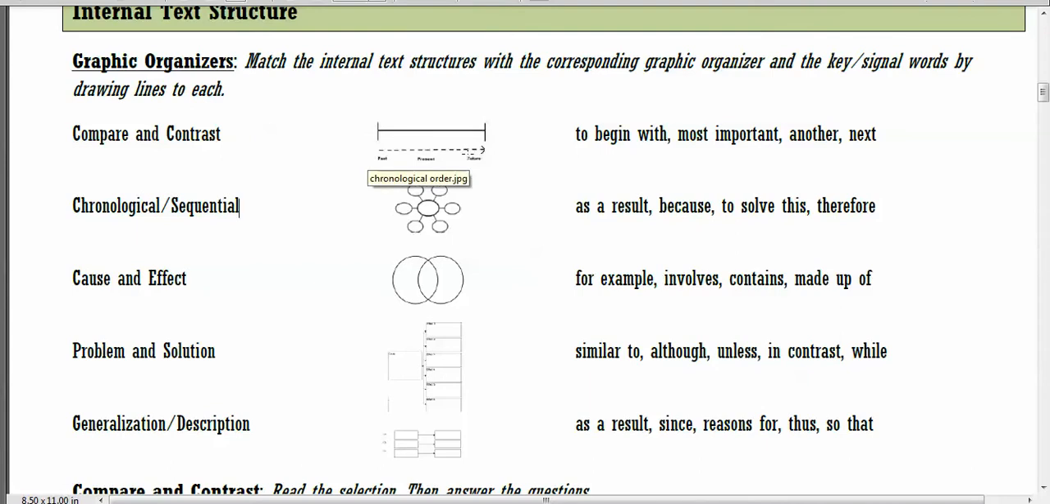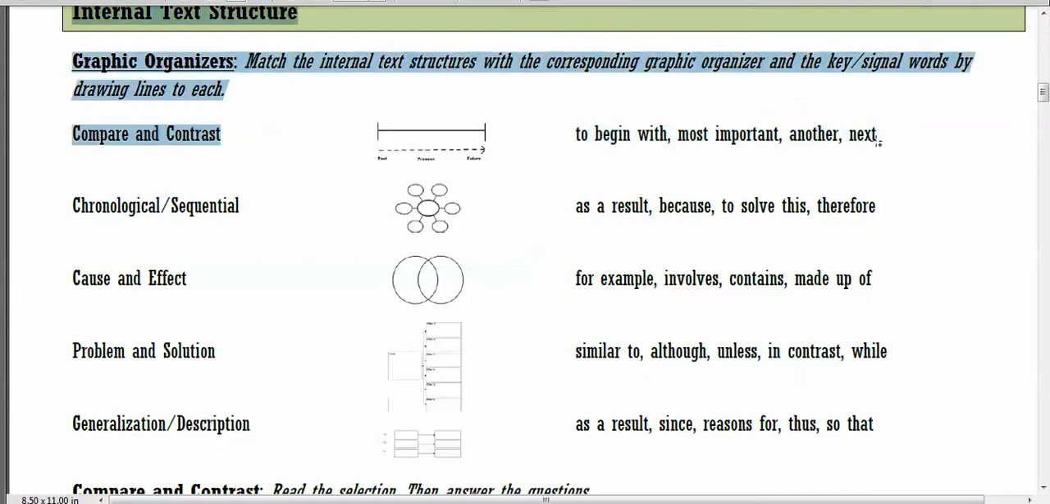You might also see steps like step 1, step 2, step 3. Think of an instruction manual or a recipe book. Those are put in steps. For this type of signal word, you're going to see to begin with, most important, another, next. They're kind of telling you what to do along the way. They're putting it in order for you. For this text structure, remember we did the full t-shirt folding. This is a great example of chronological sequential.